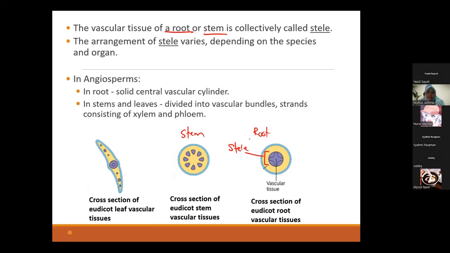So the arrangement of the stele will vary depending on the species and organ of the plant. Okay, for example in angiosperm. Okay, angiosperm is flowering plant.